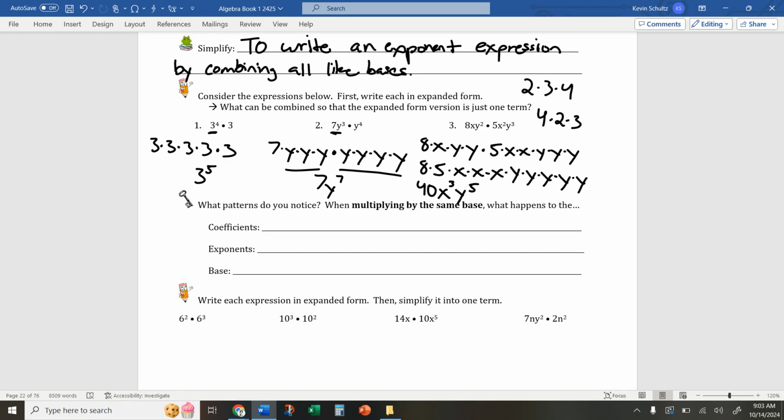So, what patterns are you noticing here? So that if we were to write a rule for what happens when this is called multiplying by the same base. What happens to our coefficients when we multiply by the same base? What did we do with them in that third example there?